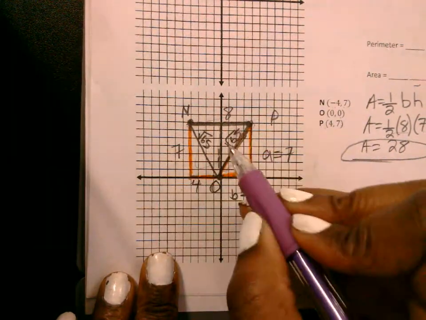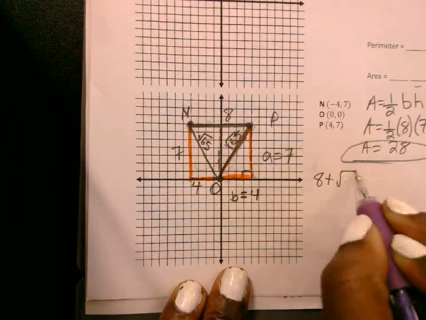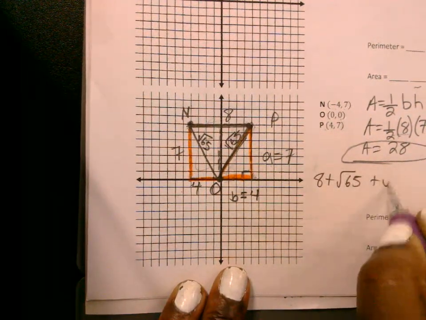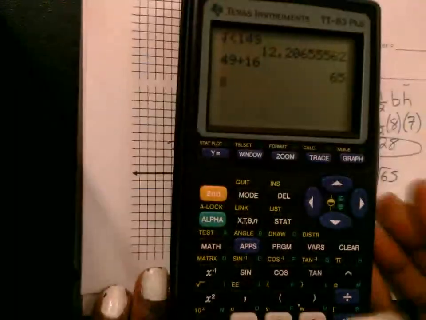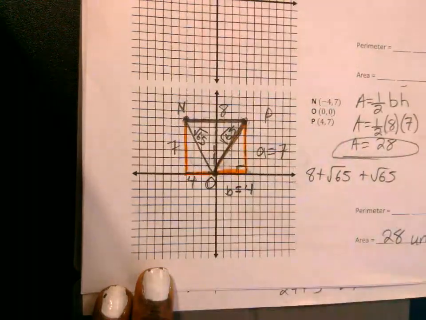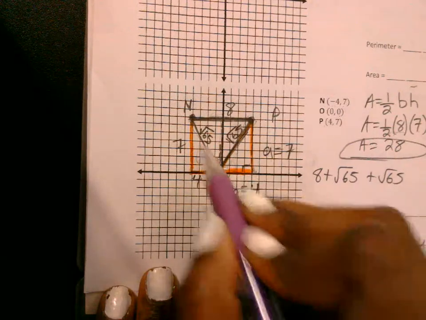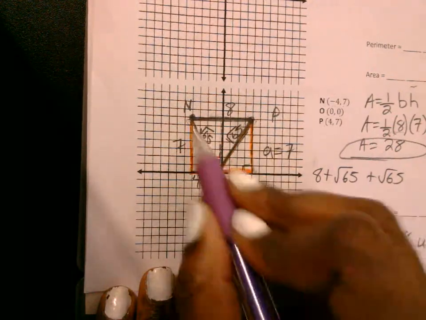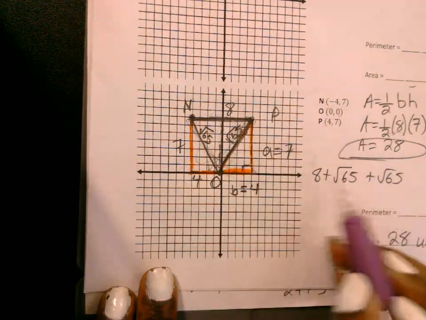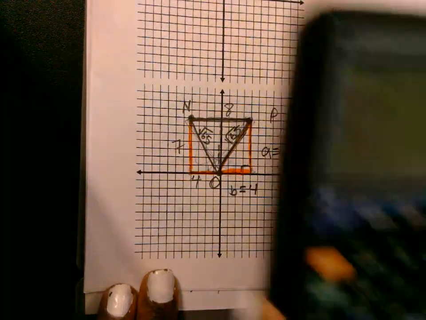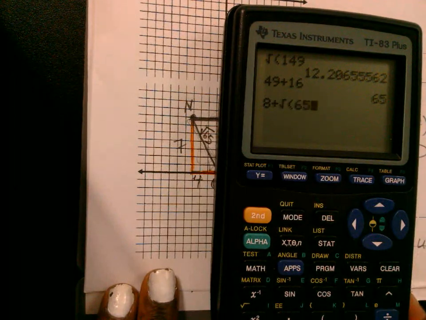So now we're going to add all these together. For perimeter, we're going to add 8 plus the square root of 65 plus the square root of 65. Why do we have to add 8? Because the perimeter is all the way around. Oh, okay, yeah. Does that make sense? Yes. Okay, so you have to add all of the sides. So we got 8 plus the square root of 65.